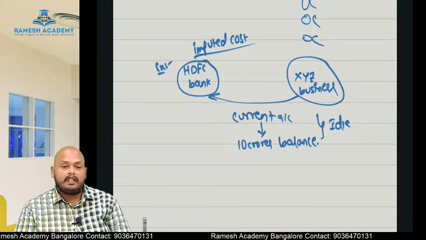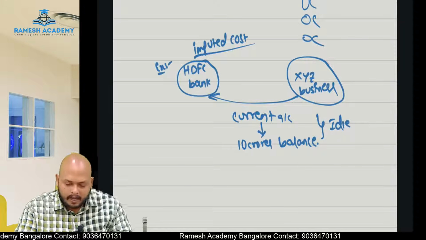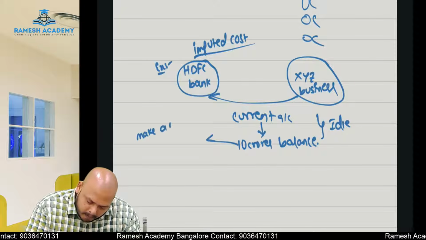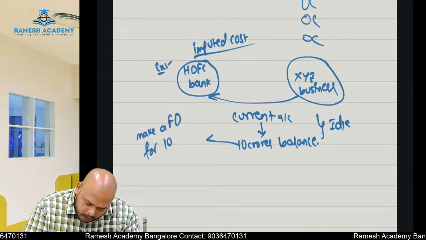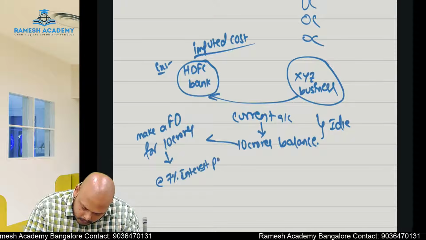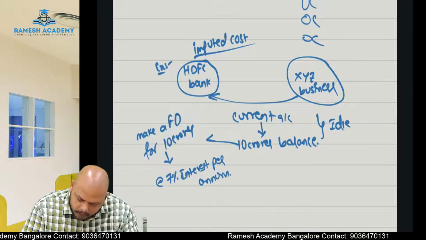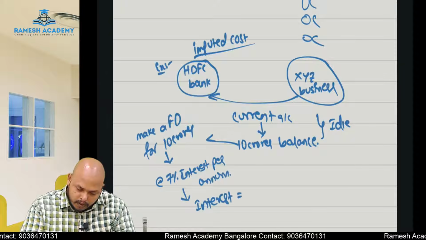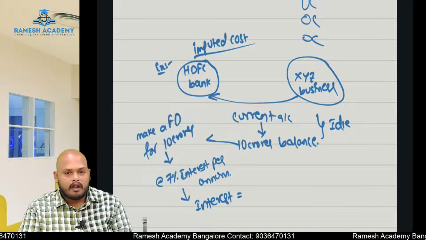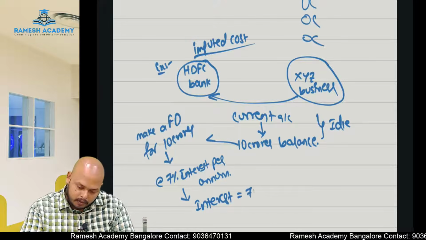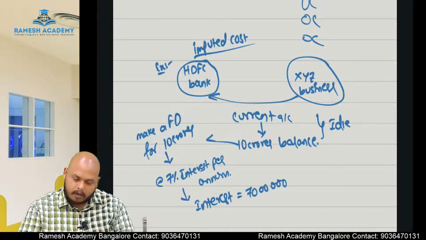Instead of keeping this 10 crores balance in a current account, if you make a fixed deposit, make an FD for 10 crores, at least it will generate 7% interest per annum. 7% on 10 crores is nothing but how many lakhs, Nana? Minimum, that is nothing but 70 lakhs.